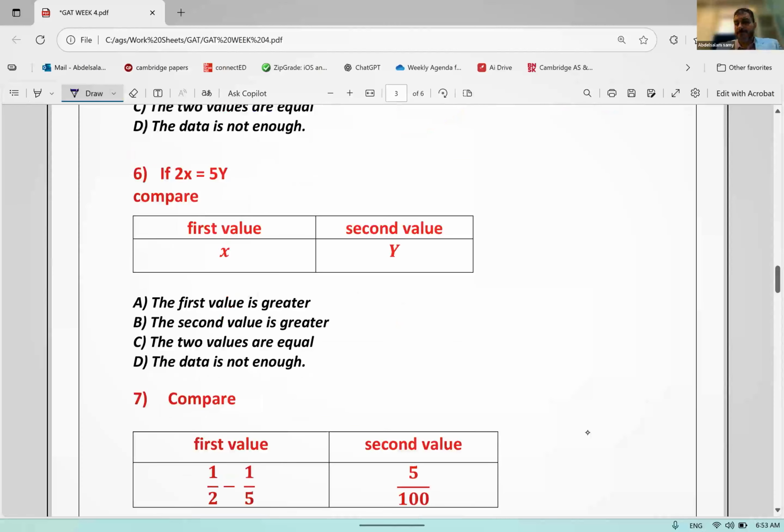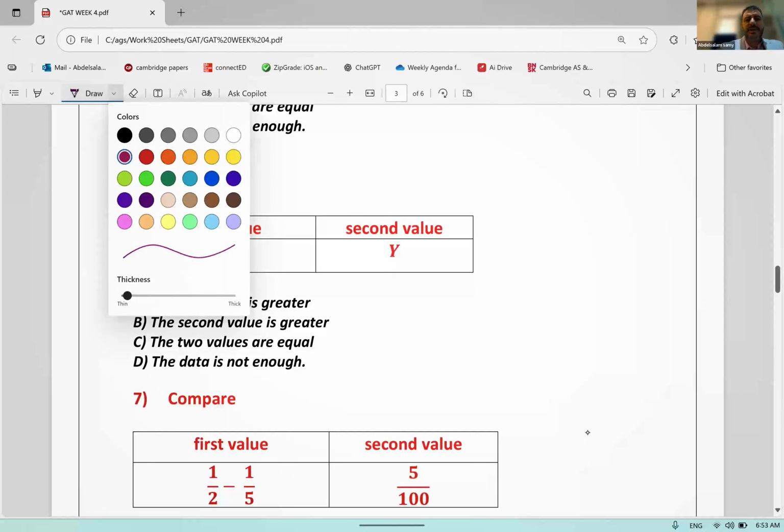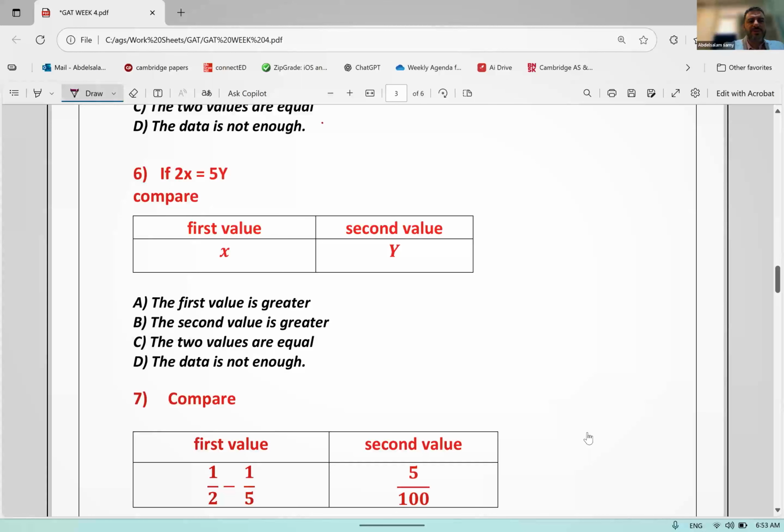Question number 6. I can solve this question in 10 seconds. How? How can we solve this question in 10 seconds? I will say that multiplying x by 2 gives the same result as multiplying y by 5.